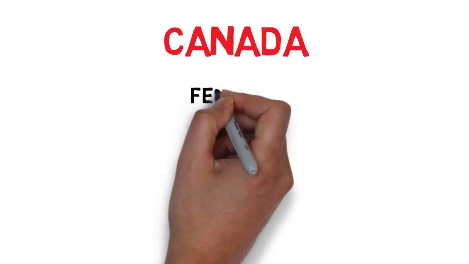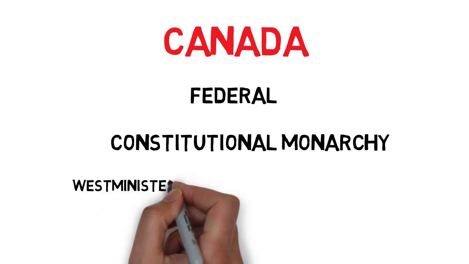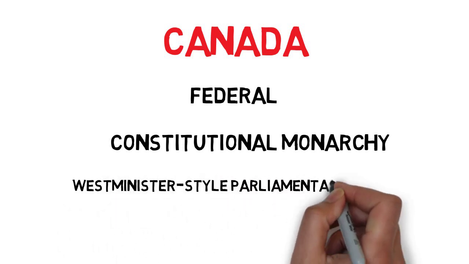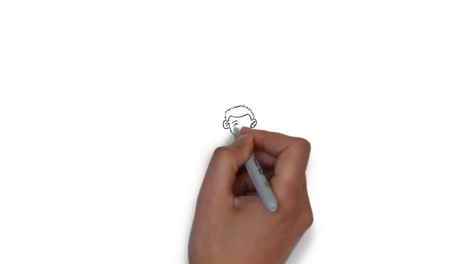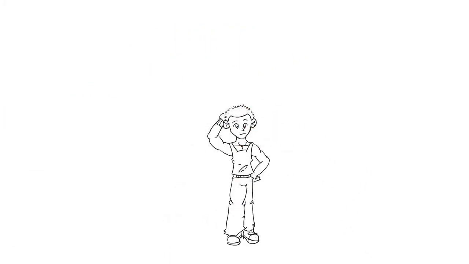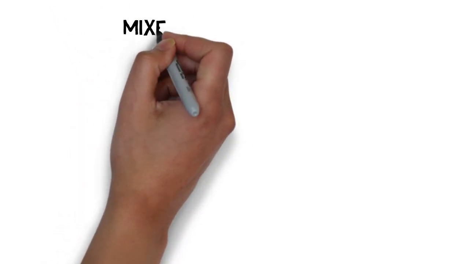Alright, for starters, Canada is what's called a federal constitutional monarchy, where the crown is the core of our Westminster style parliamentary democracy. I guess to a lot of you, that really doesn't sound so simple, does it? Well, it's not so complicated when you break it down. This video will be the first in a series that explains Canada's system of government. In this video, we'll start by looking at how Canada is what's called a mixed form of government.